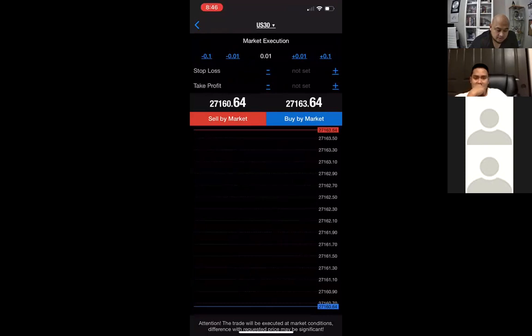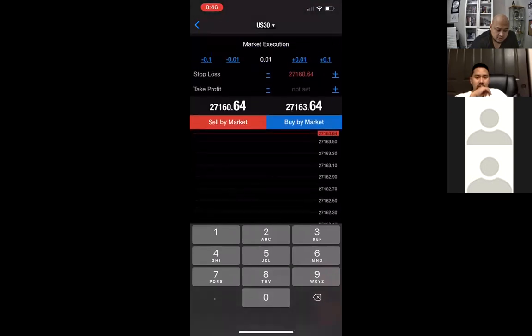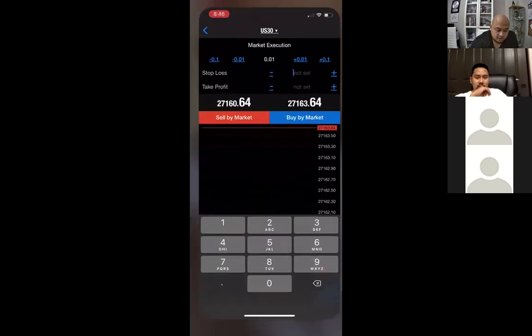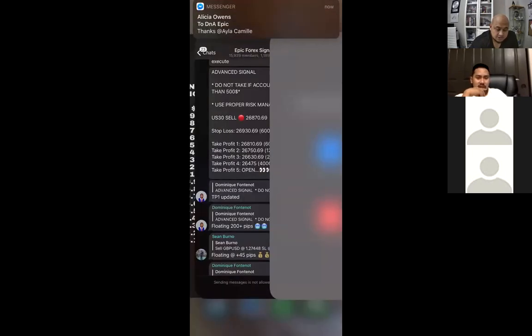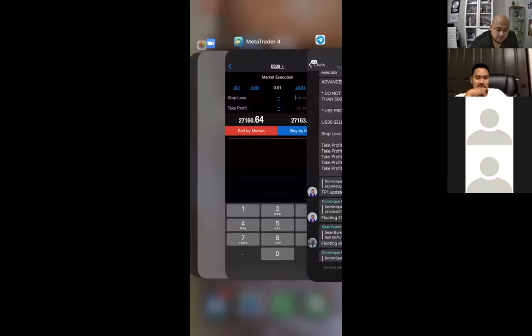So here, you're gonna go right here. This is for Mitzi. You're gonna go to sell market, click on that, and then your stop loss. You're gonna click on stop loss right here, and then you're just gonna delete that out, and then you're gonna go back to your cheat sheet, so to speak, right? And then you're gonna look at stop loss is 26930.69.